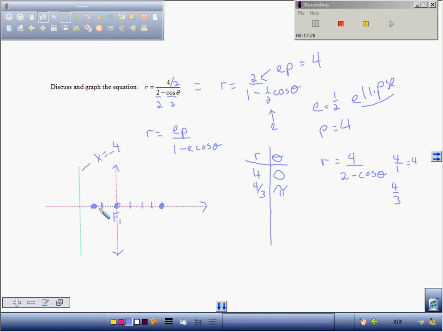And since I know this is an ellipse, these have to be the vertices of that ellipse. So now if I were going to sketch in this ellipse, let's see if I can do this.